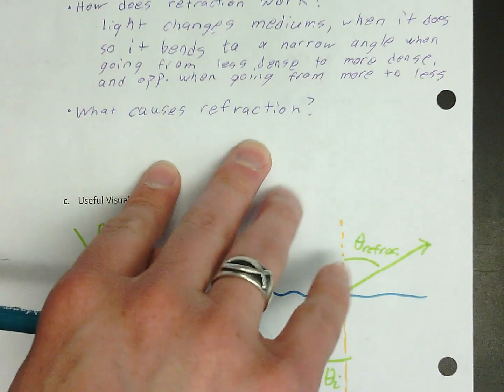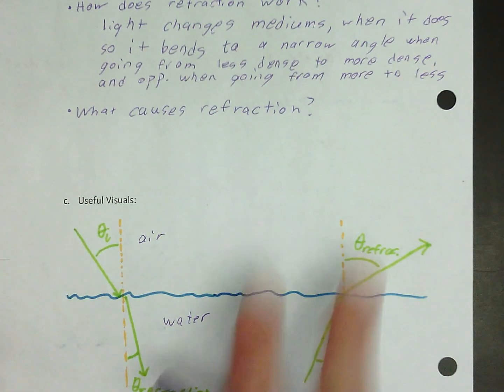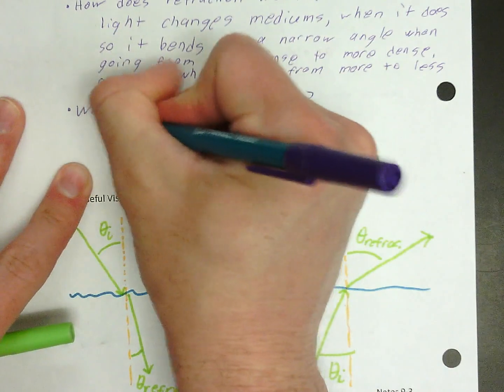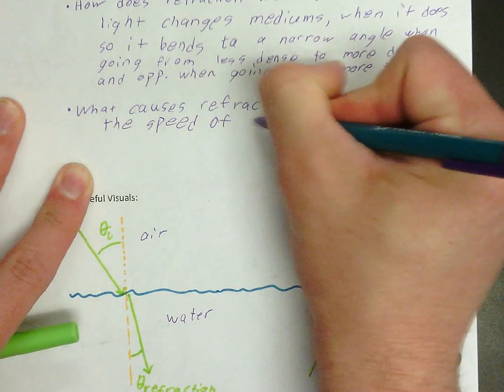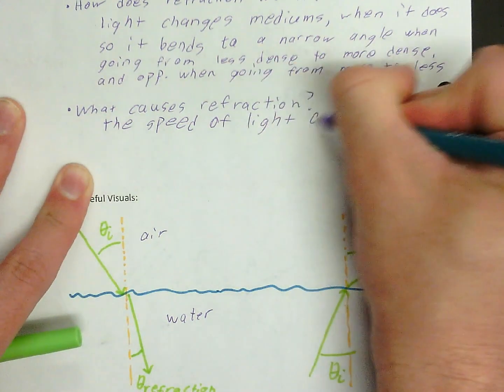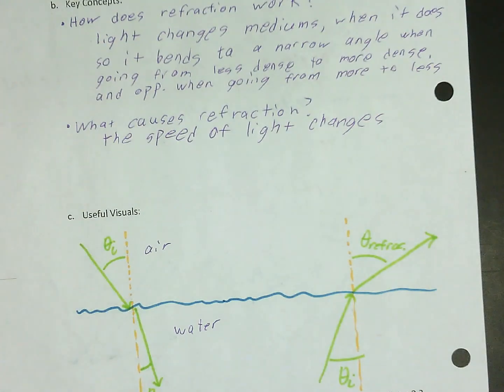So what causes refraction? What makes it happen? Preston, what makes refraction happen? What's the cause of it? Why? Bingo! What causes refraction? The speed of light changes. That's the big concept here. The speed of light changes.